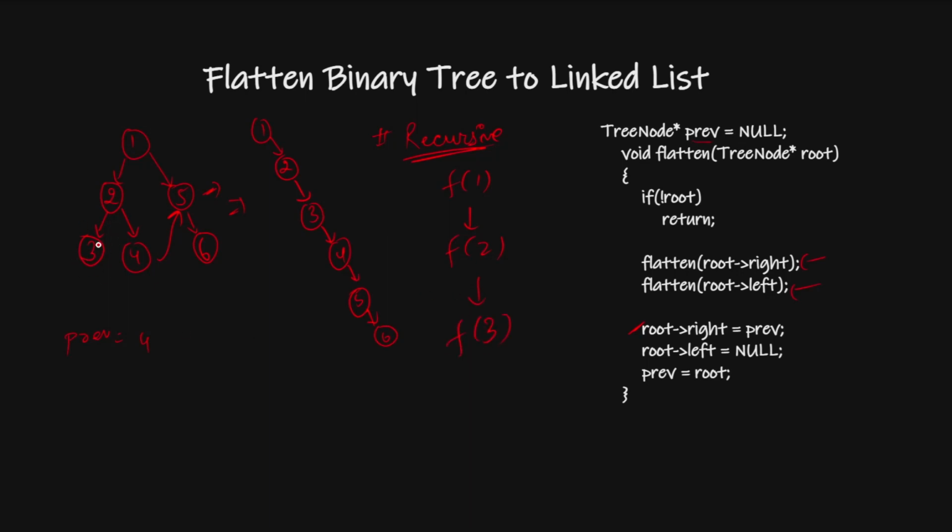So for left, what will I do? First, this is null, so I will go to its root. Its root's right goes to previous. So this root's right is previous. My previous is 4, so this will point to this. And now my root's left is null. This is null, and my previous will be 3. Now my previous will be 3.